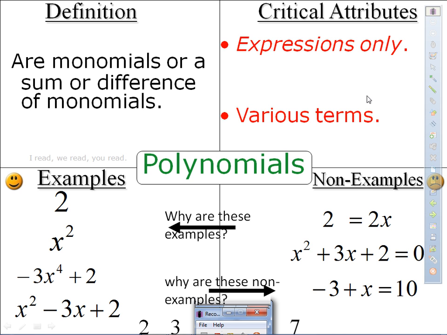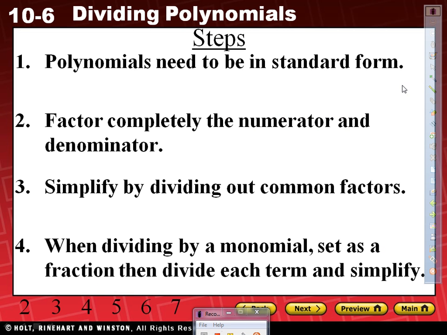Okay? You do need these steps, though. Copy these steps down, please. Steps. Number 1. Polynomials need to be in standard form.